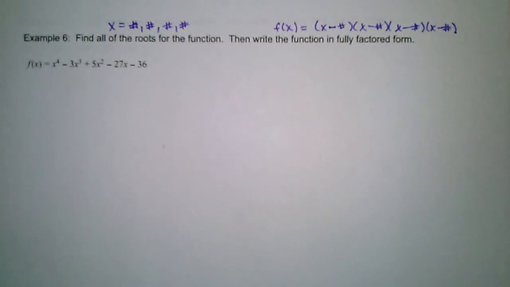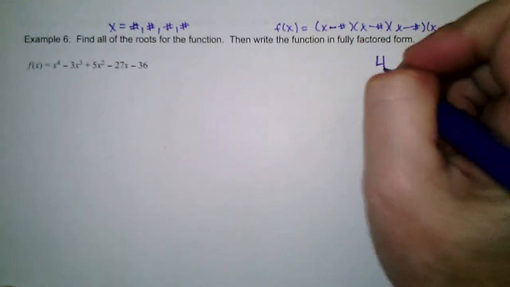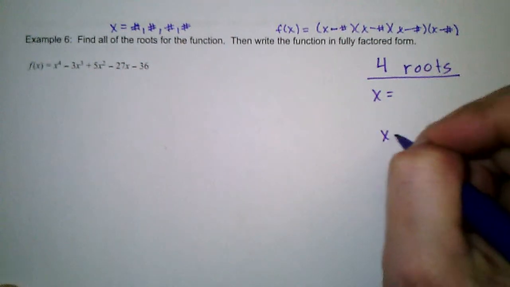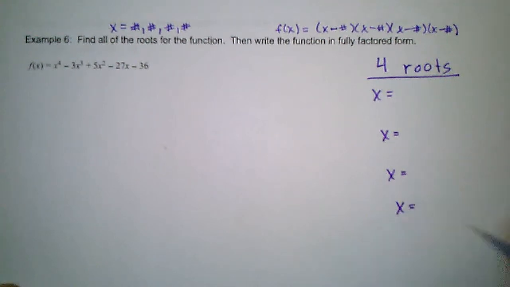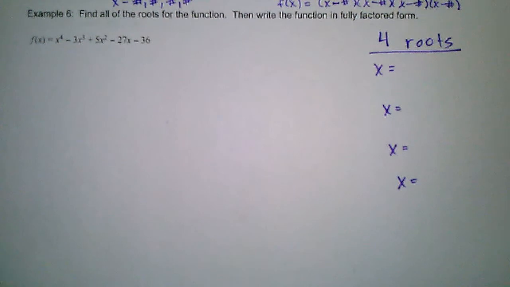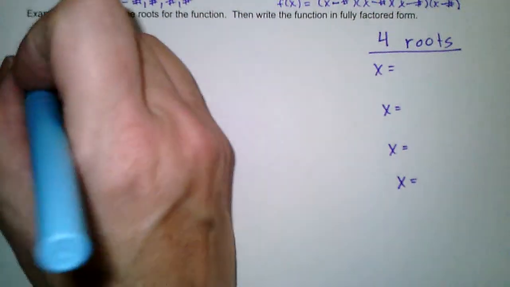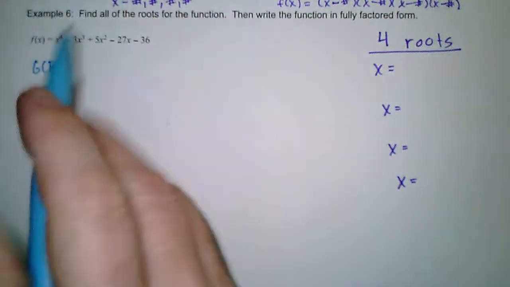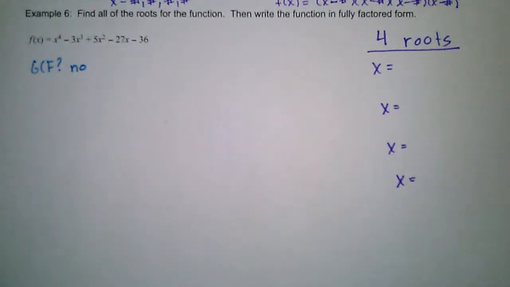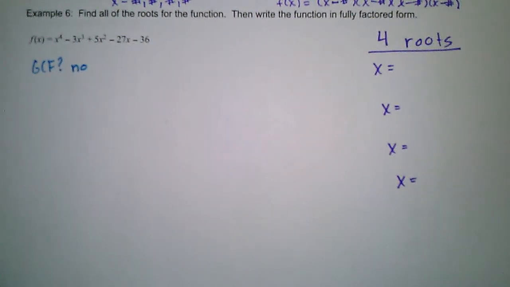So let's go through our steps. The number of roots we're looking for is 4. So there will be 4 roots when it's all said and done. So I'll give myself 4 spaces to write those answers. And then I'll go through my steps. First thing was, is there a GCF? So I look at all my terms, and there is not. So I can't factor out a GCF.